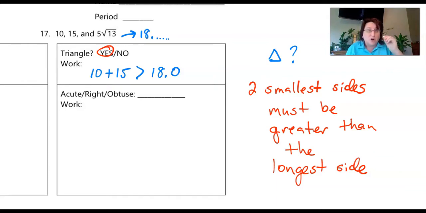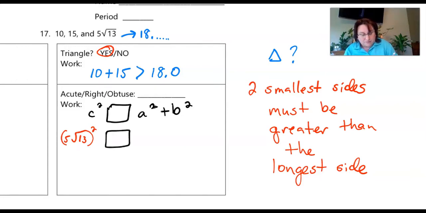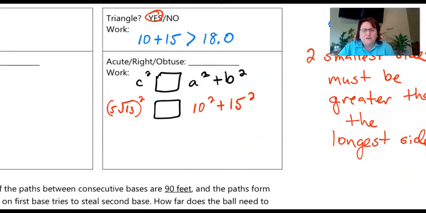So we're going to use the converse of the Pythagorean theorem. C squared, box, a squared plus b squared. So we're going to test to see. Well, what do you think? We have to plug in the longest side, which is 5 square root 13, for C. We're going to square that, and compare greater than, less than, or equal to a squared plus b squared. So 10 squared plus 15 squared. Well, guys, do you remember how to solve this? Let's look at this.